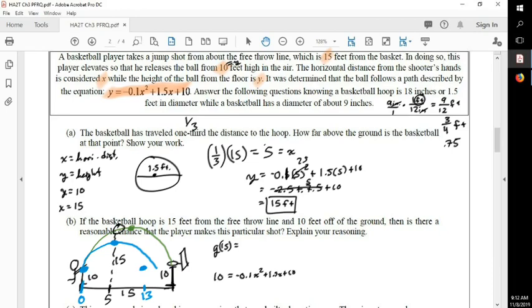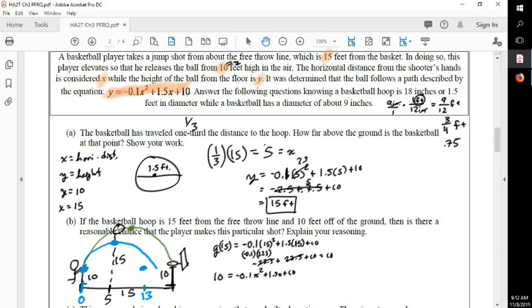So after you solve these, what do we get? After plugging in the 15, it looks like these guys cancel out. They're the same. It equals 10. So it's going to make it. Wow. So your guess would be it's going to make it, right? Yes. That'd be my guess too.